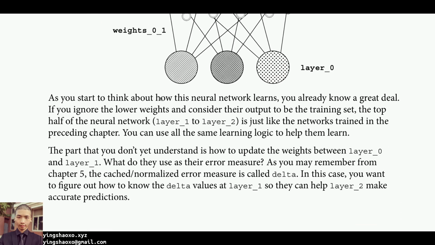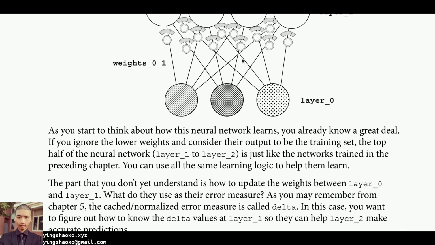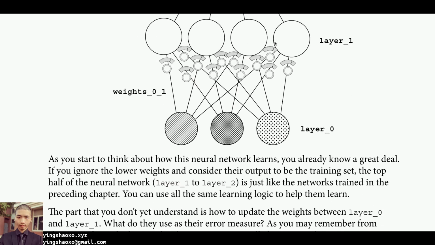As you start to think about how this neural network learns, you already know a great deal. If you ignore the neural weights and consider their output to be the training set, the top half of the neural network, the layer 1 and layer 2, is the toppest layer in this network.